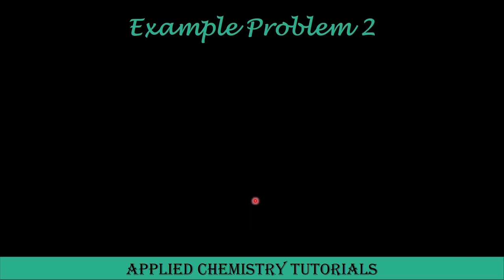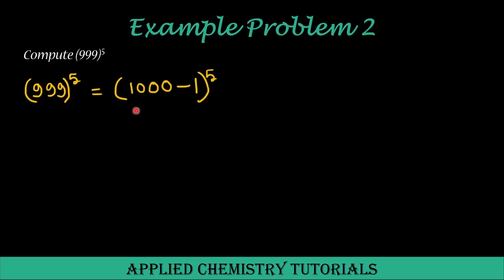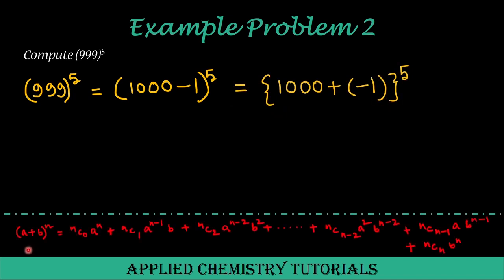Now going into example problem 2, compute 999^5. We are rewriting the problem statement, 999^5, which equals (1000 - 1)^5. We can further rewrite it as (1000 + (-1))^5. We already discussed binomial theorem, which gives the expansion of (a + b)^n. Here we can assume that a equals 1000, b equals -1 and n equals 5.